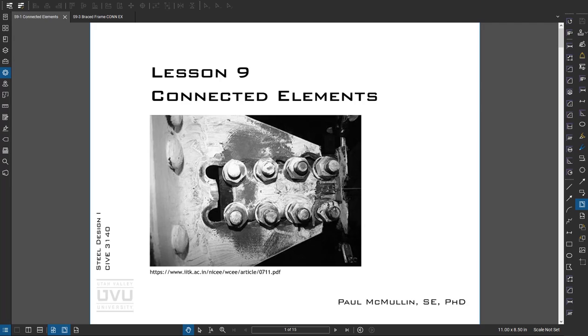Okay, well, let's jump into really the third component of connection design, which is what the connected elements are doing. So we've looked at bolt strength and we've looked at weld strength. Now let's look at what happens in the material, plate usually, or angle, what's going on in those. So let's jump in here.